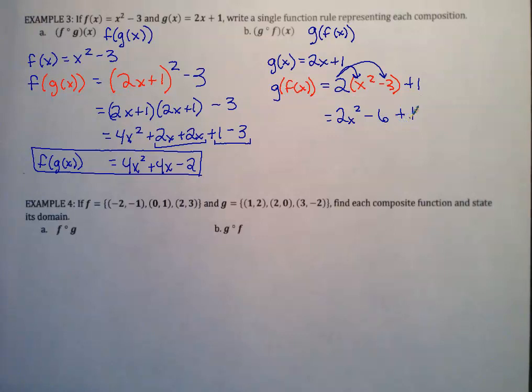Wait. Yes? Oh, yeah. Sorry. You're good. I was looking at 2 different places. 2x squared minus. How did you go from negative 3 to negative 6? 2 times negative 3 is negative 6. We had to distribute that 2 to every part.